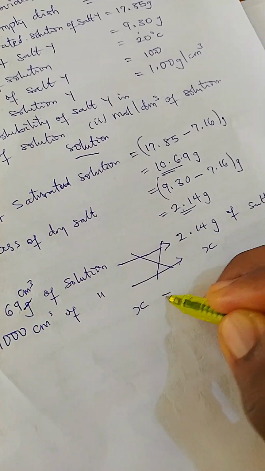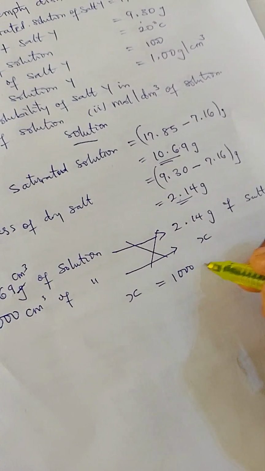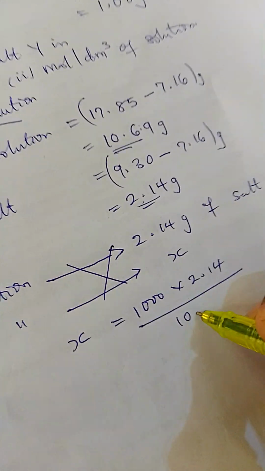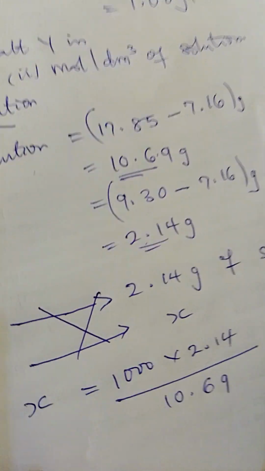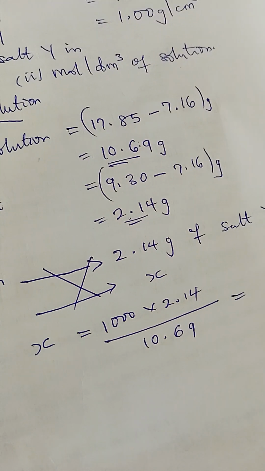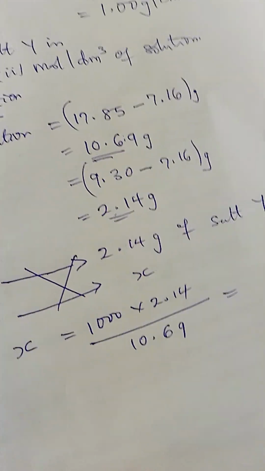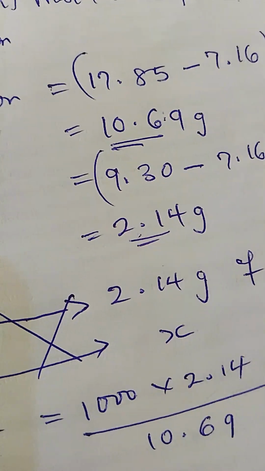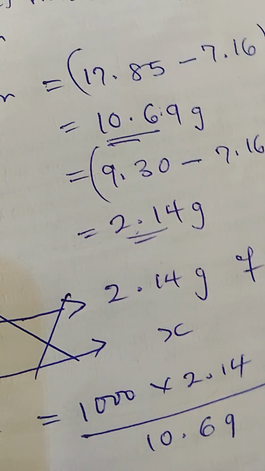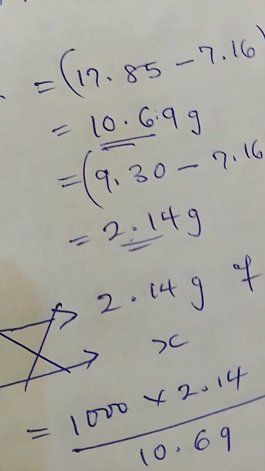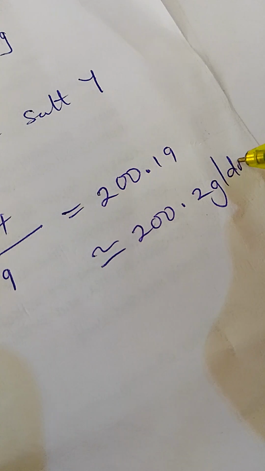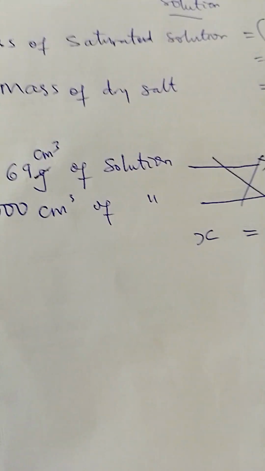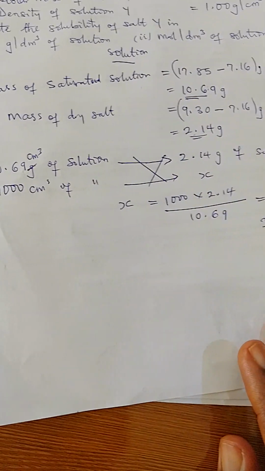In terms like this, you cross multiply, make your S subject of the formula. So you have 1000 times 2.14 divided by 10.69. When you punch this, 1000 times 2.14 divided by 10.69, that should give you something like 200.19. You can approximate it if you like. That's 200.2 gram per dm cube, because we have to find the solubility in gram per dm cube. That's the solution to the first question. I hope it's cleared.